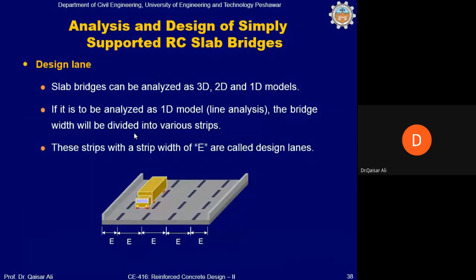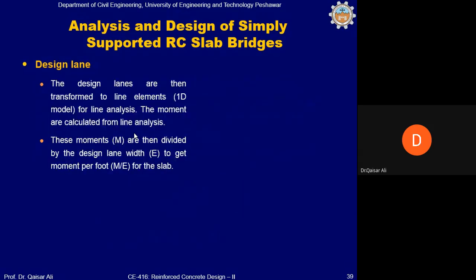First of all, what is a design lane? In order to understand design lane, we should understand how the bridges are analyzed. Slab bridges can be analyzed as 3D, 2D, and 1D models, depending on the available tools. If a slab bridge is to be analyzed as a 1D model, like line analysis, the bridge width will be divided into various strips. These strips with a strip width E are called design lanes, as shown in this figure. Design lanes are then transformed to line elements, a 1D model, for line analysis. The moments are calculated from line analysis.